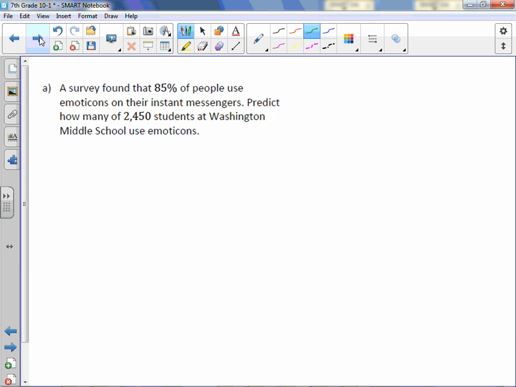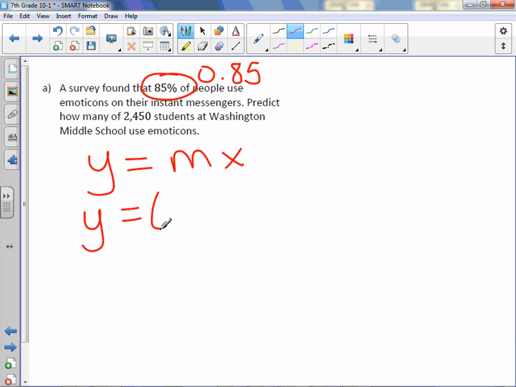A survey found that 85% of people use emoticons on their instant messengers. Predict how many of 2,450 students at Washington Middle School use emoticons. So our equation is y equals mx. 85% as a decimal is 0.85. So 0.85 goes in for our m. x is our total, which is 2,450.